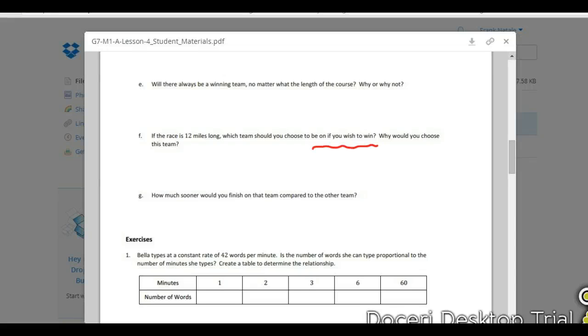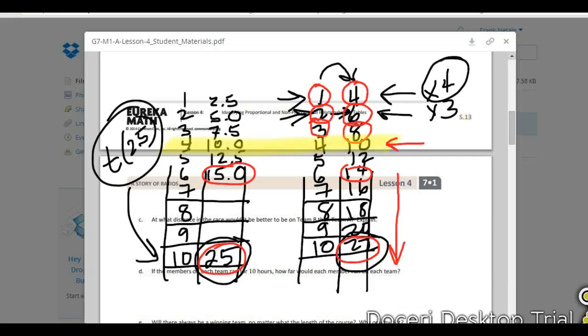Yes, indeed, if you wish to win. Okay, and why would you choose this team? Okay, so anyway, let's go back and look at 12 miles.